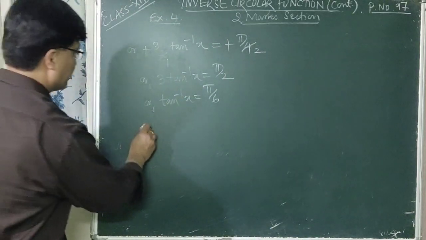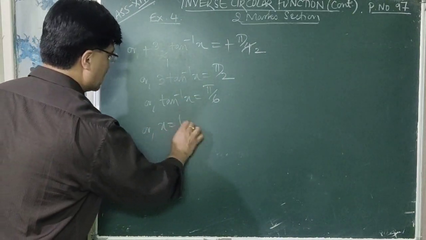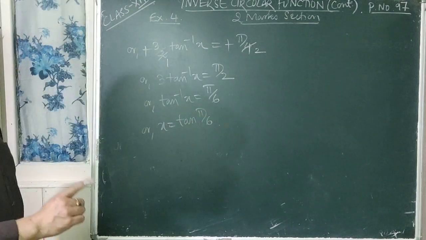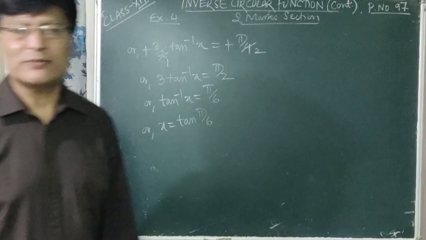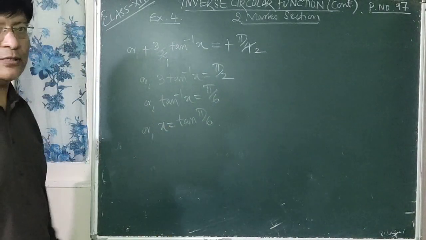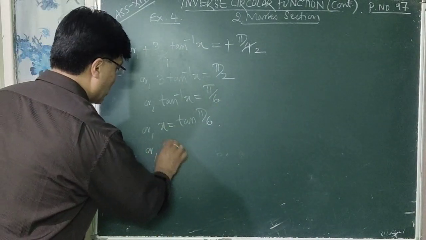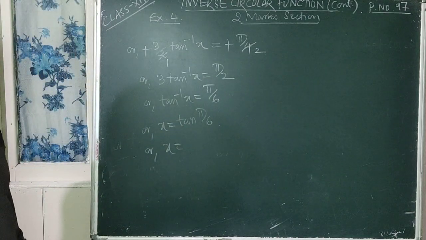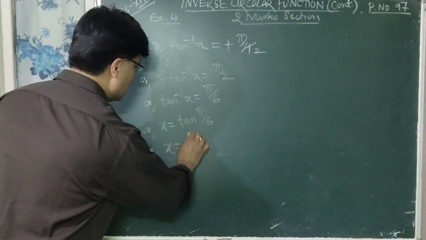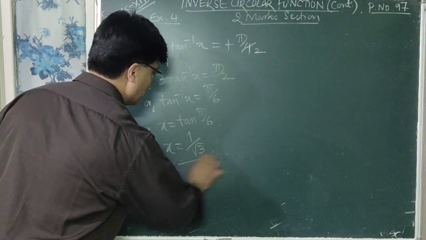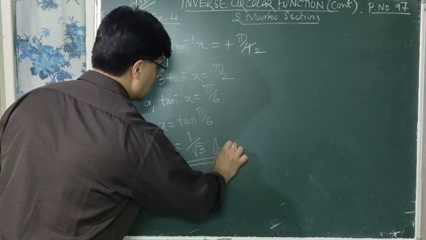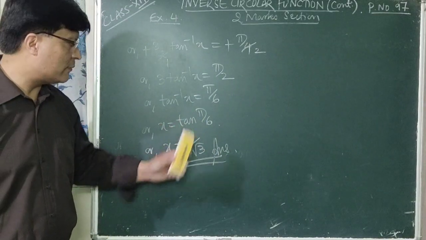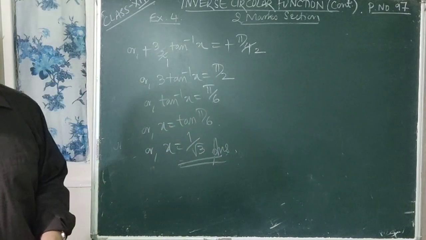So next, x is equal to tan pi by 6. When this tan inverse goes to the right hand side, it becomes tan. So it is tan pi by 6. So what is x equal to? This is tan 30 degree. Pi by 6 means tan 30 degree, which is equal to 1 upon root over 3. So this is the answer. So pi by 6 is 30 degree. What is the value for tan 30 degree? It is 1 upon root 3.